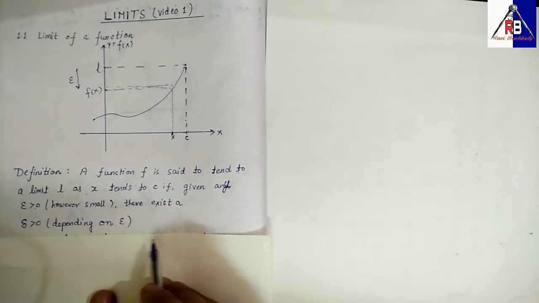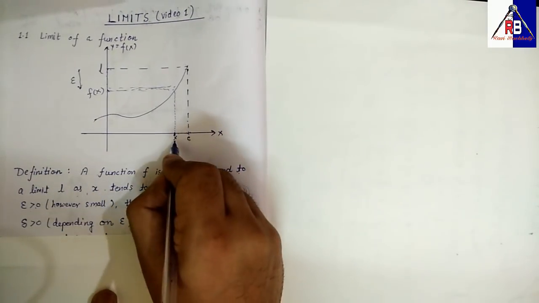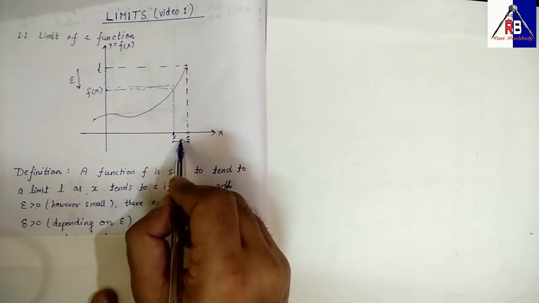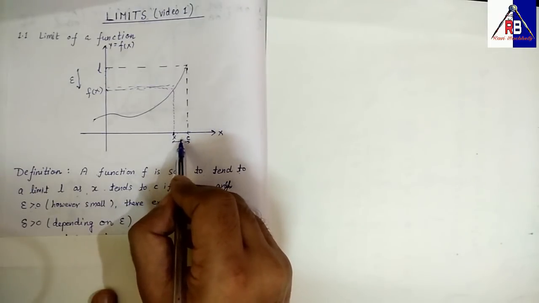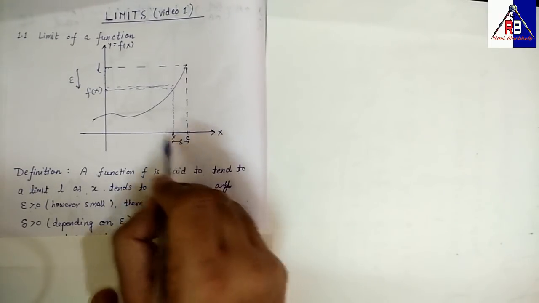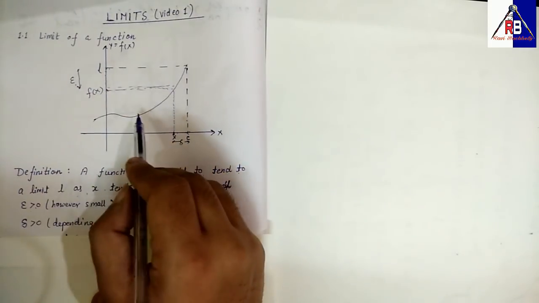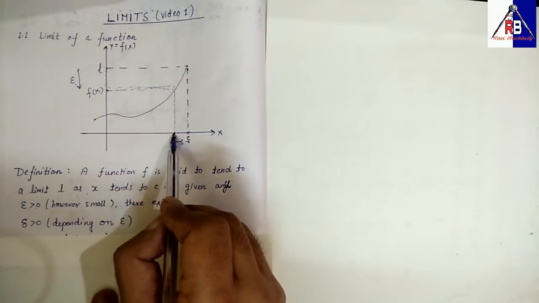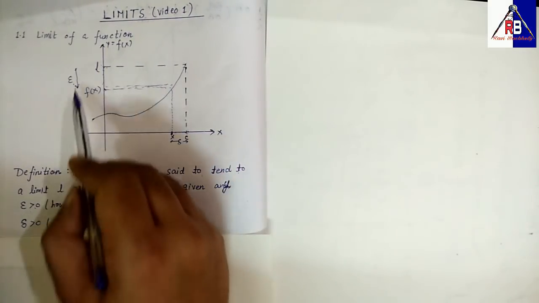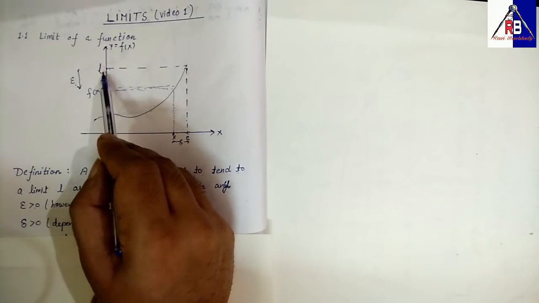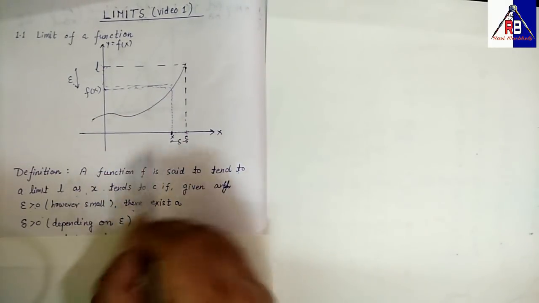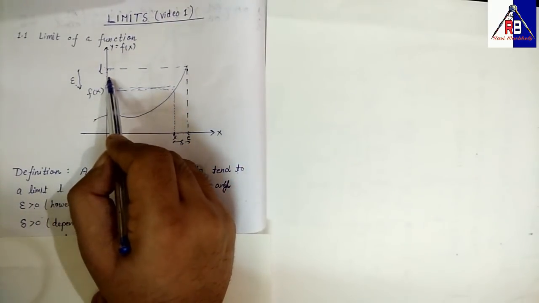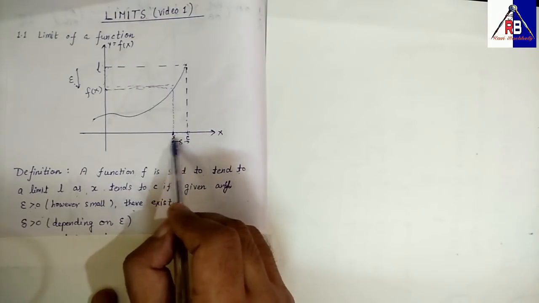There exists a delta. Now what is delta? Delta is the difference between x and c. Of course this delta is also very small, greater than 0, and it also depends upon epsilon. So a function f is said to tend to limit L as x tends to c if, given any epsilon greater than 0, there exists a delta greater than 0. So if we take any epsilon greater than 0, there must be a delta greater than 0.